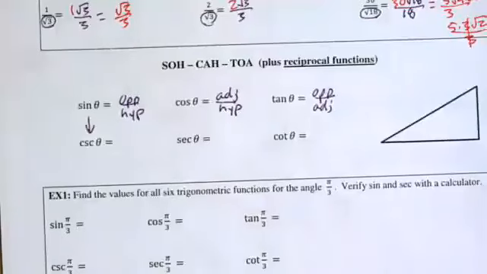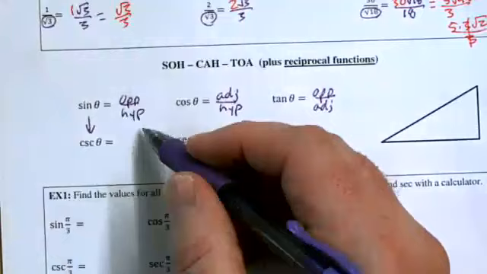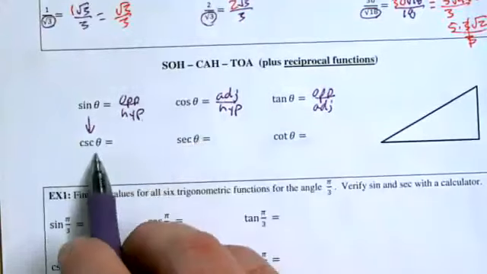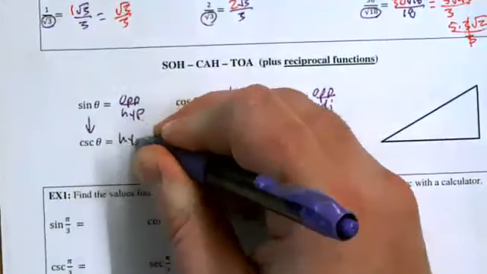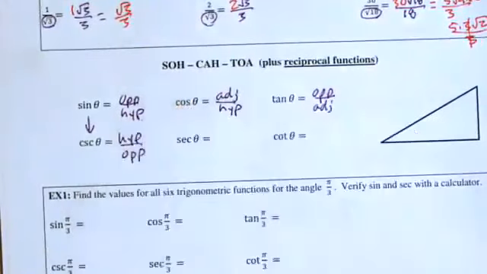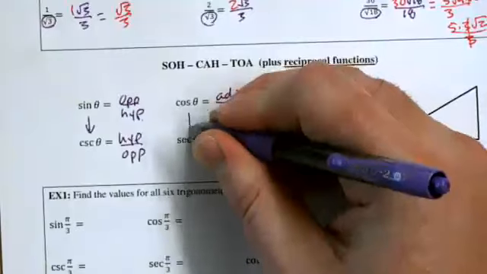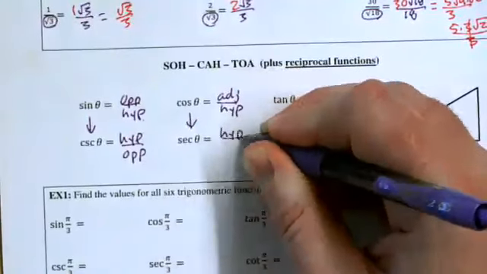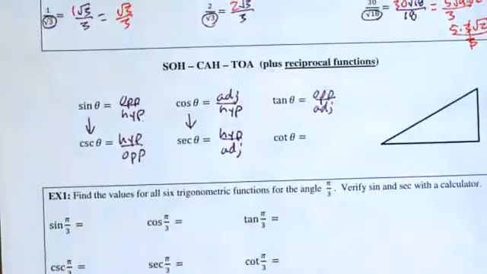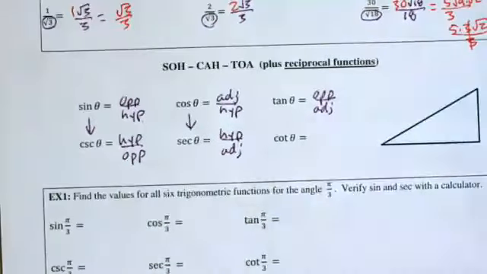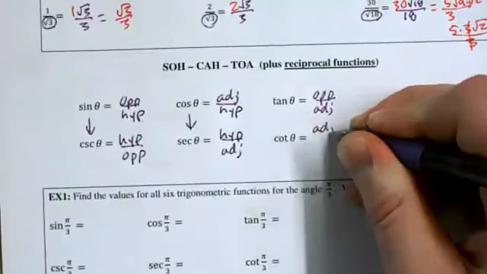Sine matches up with cosecant. So sine is opposite over hypotenuse. The reciprocal of that would be hypotenuse over opposite. Secant is the reciprocal of cosine, so hypotenuse over adjacent. And cotangent is the reciprocal of tangent, so adjacent over opposite.